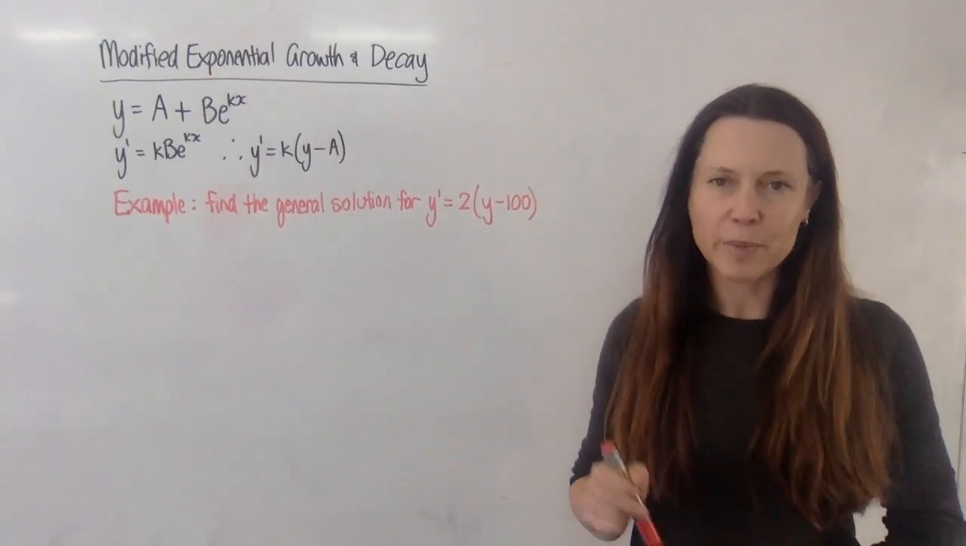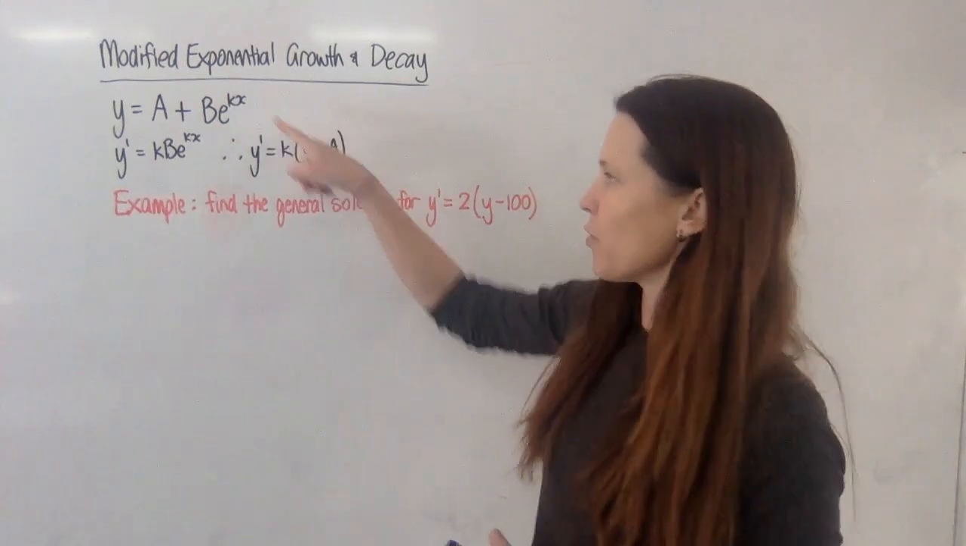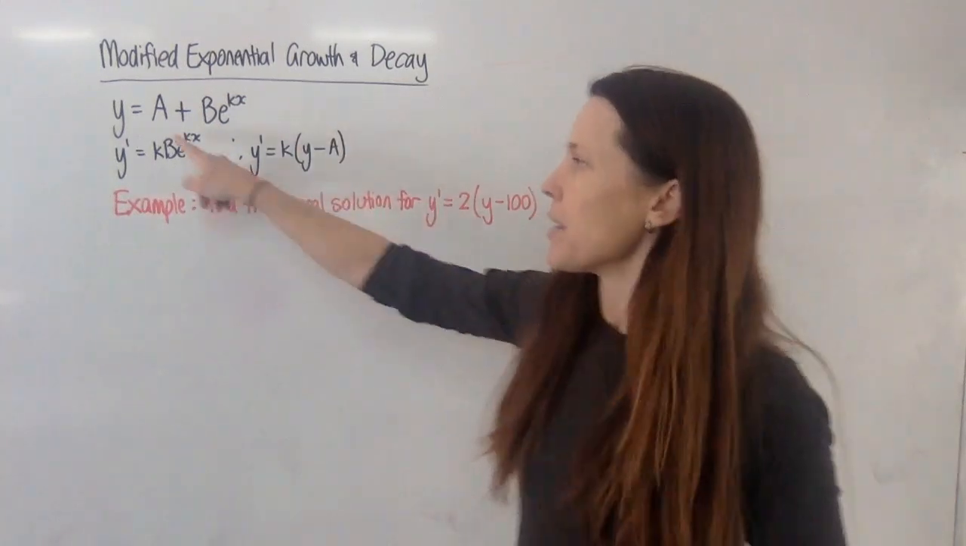Now, while we're looking at exponential growth and decay, let's remind ourselves about the modified version. We saw these formulas already in year 11. They might have had different letters in them.